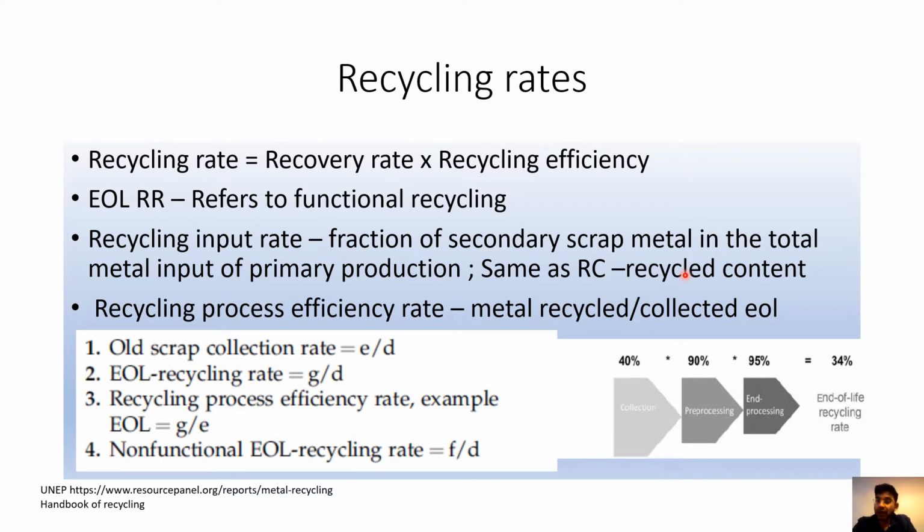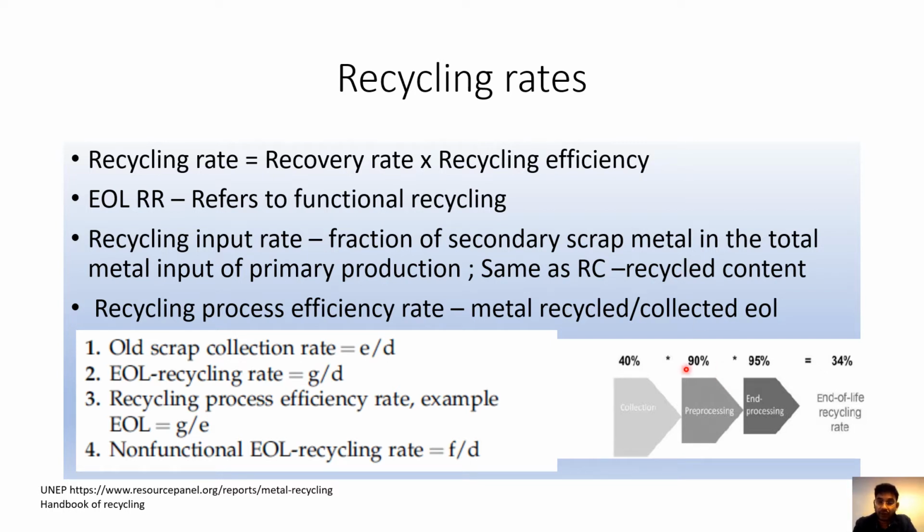And you have a lot of other things as well. So the non-functional EOL recycling rate is basically the metals that go into the category of the tramp elements that we discussed before. And the recycling process efficiency rate is simply a definition of efficiency, how much of the metal is recycled over how much of the metal is actually collected at end of life.